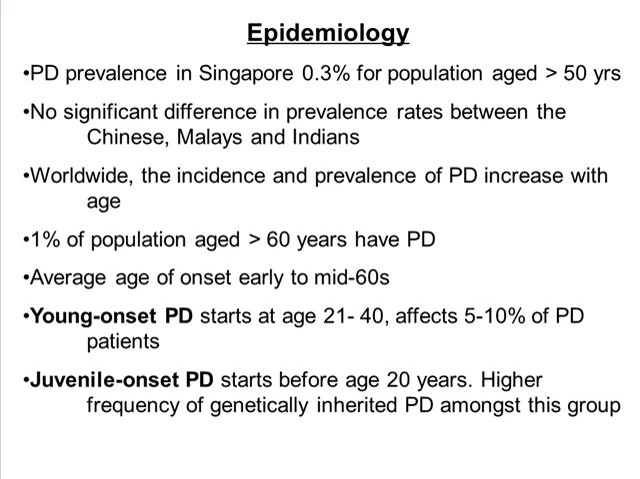Not to forget, if the patient presents with Parkinson's disease before the age of 40, then this is called young onset Parkinson's disease. And it can even occur in patients as young as less than 20, and this would be the juvenile onset. Younger patients generally have a higher risk of having a genetic cause as the underlying reason for having Parkinson's disease.